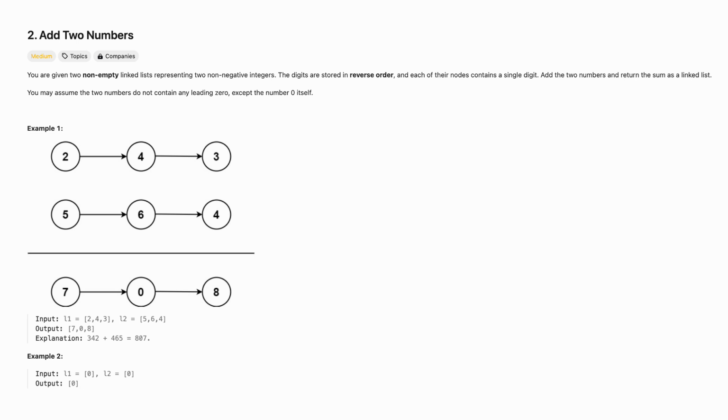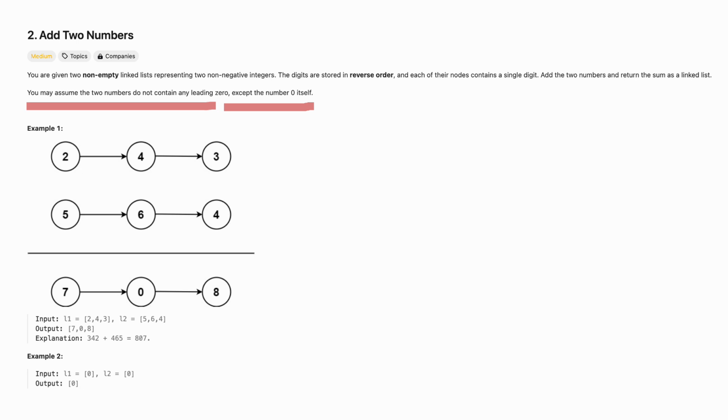You are given two non-empty linked lists representing two non-negative integers. The digits are stored in reverse order and each of their nodes contains a single digit. We will be given two linked lists. Each linked list will represent a non-negative integer. Each node of the linked list will represent the digits of the integer. The integer is stored in the linked list in reverse order. We need to add the two numbers and return the sum as a linked list. We may assume the two numbers do not contain any leading zero, except the number 0 itself.